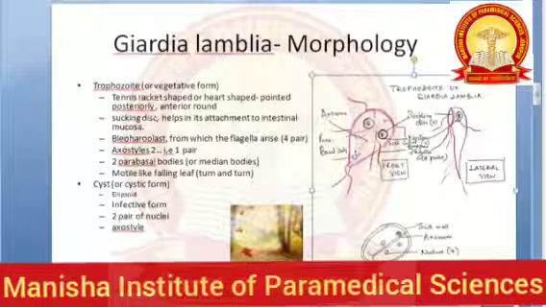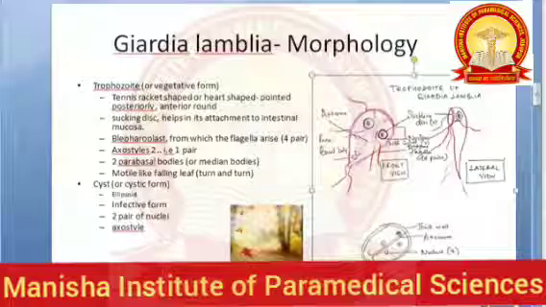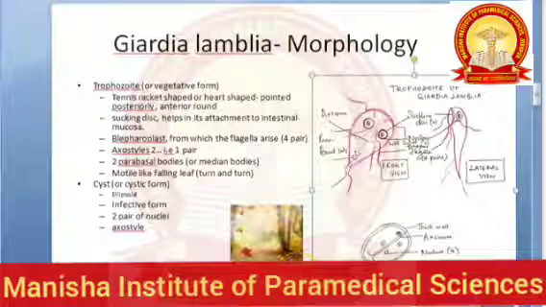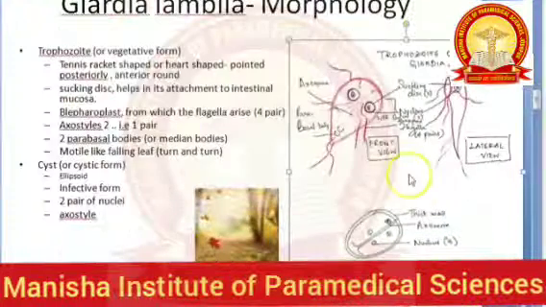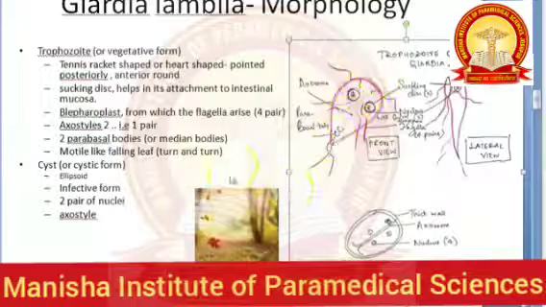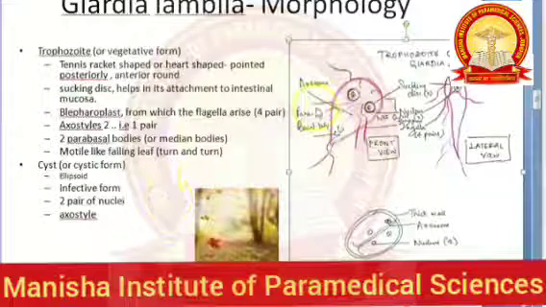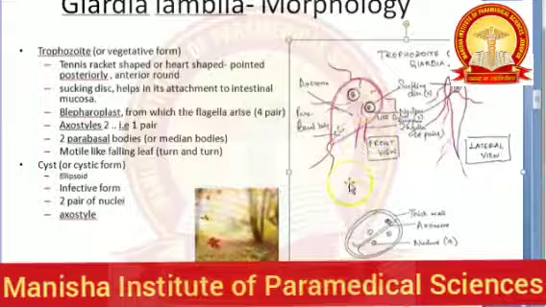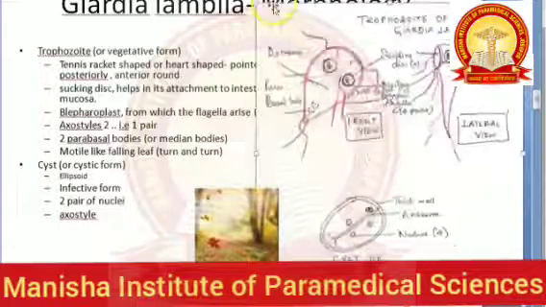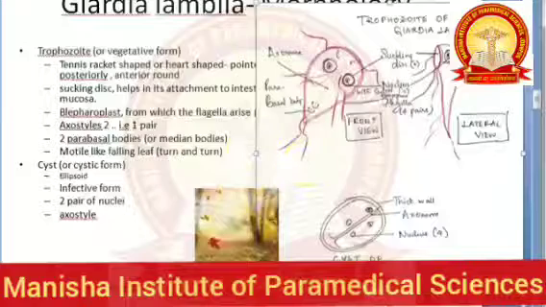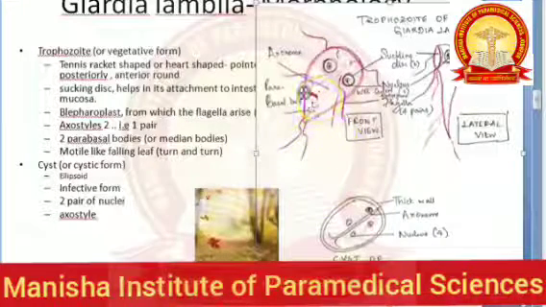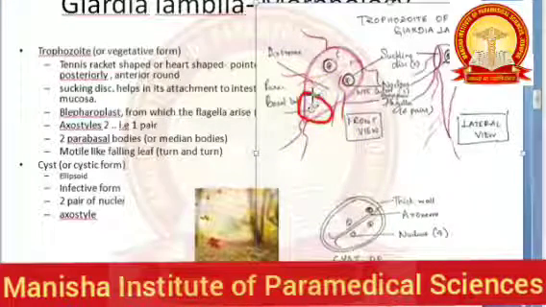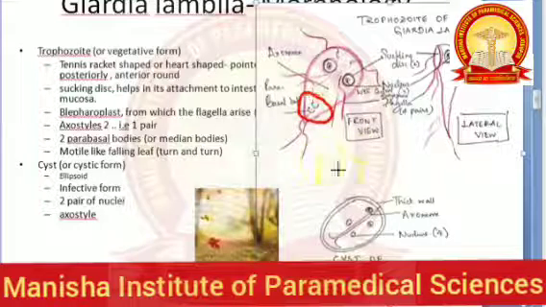Can you see? Shall we zoom a little? Hold on. So there are 2 axostyles, 1 pair of axostyles. Then there are parabasal bodies. Can you see? These are the parabasal bodies or the median bodies. These 2 circles here are the parabasal bodies or the median bodies.